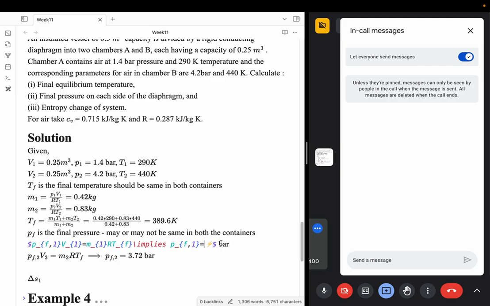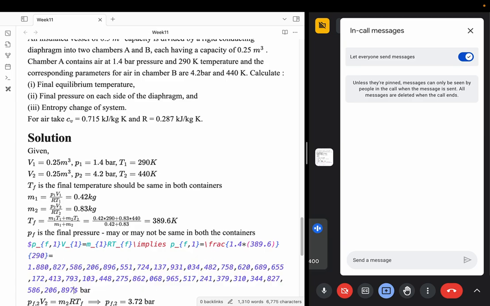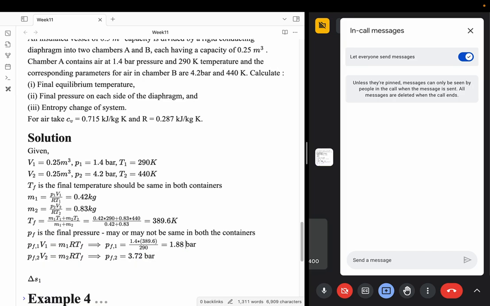Basically, this will be your initial pressure times final temperature by initial temperature, which is coming to around 1.88 bar. No, basically it's a constant volume process. So P1 by T1 is P2 by T2. So P final equals 1.4 times final temperature by initial temperature. That should give you the final pressure.